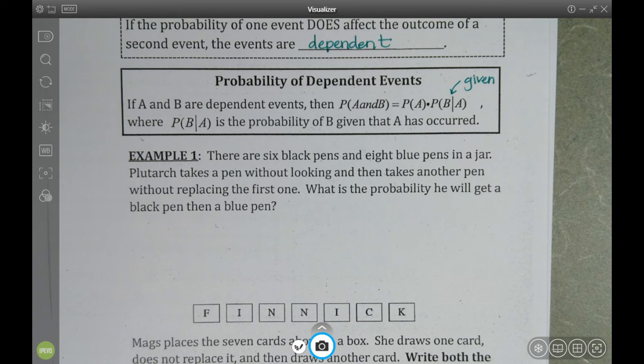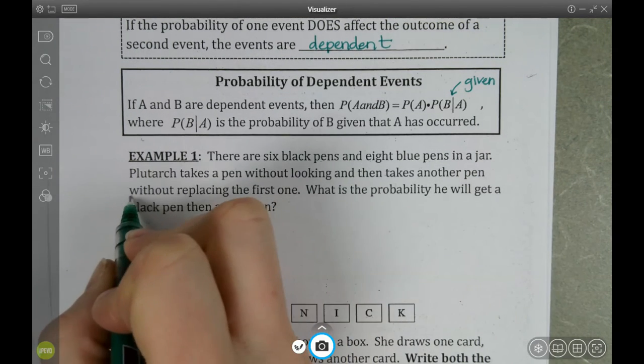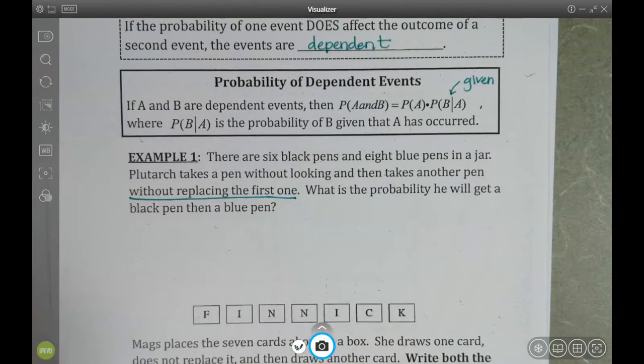So example 1, there are 6 black pens and 8 blue pens in a jar. Plutarch takes a pen without looking and then takes another pen without replacing the first one. So if he doesn't replace the first one, then the outcome of the second pull depends on what he chose the first time, right?